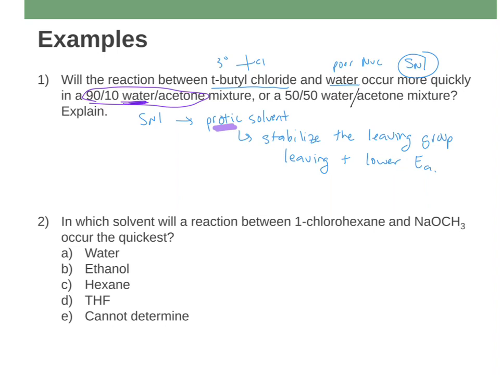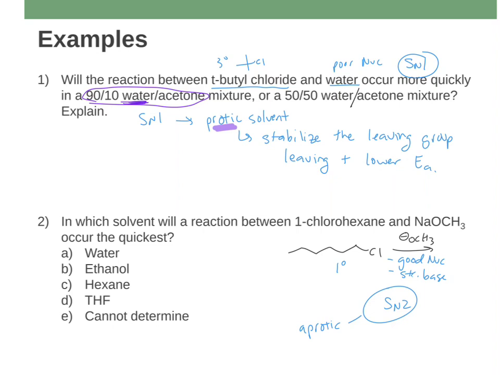Then for the second question, in which solvent will a reaction between 1-chlorohexane, so 1, 2, 3, 4, 5, 6 carbons with a chloro on carbon 1, and sodium methoxide, which is written out there, occur the quickest? Again, I'm going to analyze what I have going on here. I have a primary halide. I have a good nucleophile that's a strong base. So I'm thinking that this is an SN2 reaction, which means I want an aprotic solvent. That's going to be the fastest one.